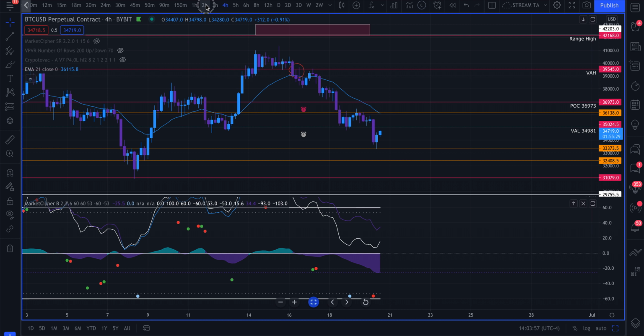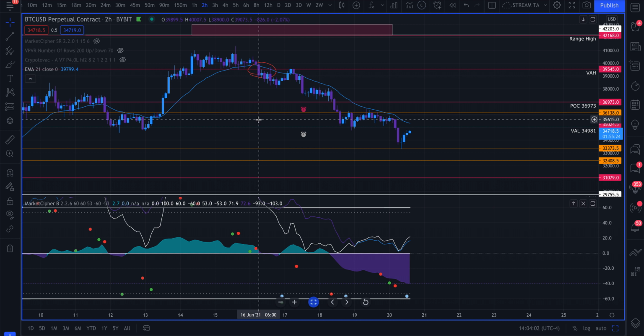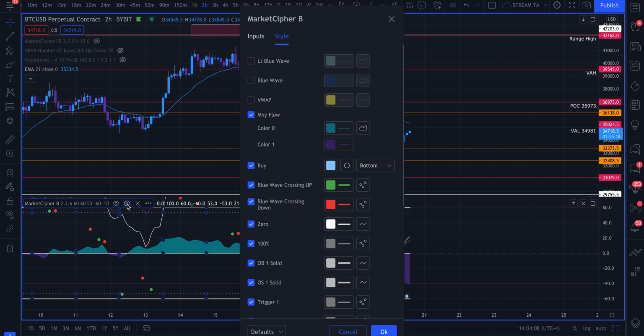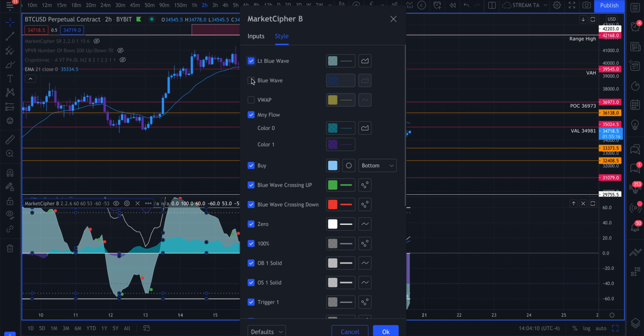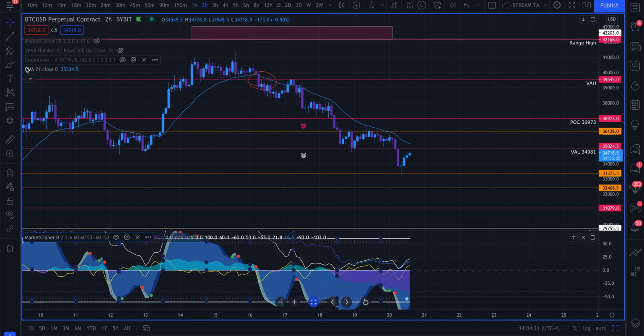Then we go to the 2-hour time frame. What do we see on the 2-hour time frame as we're losing this level? Market Cipher B is also showing us bearish signals. As we're losing this support, we have just printed a red trigger wave on Market Cipher B.